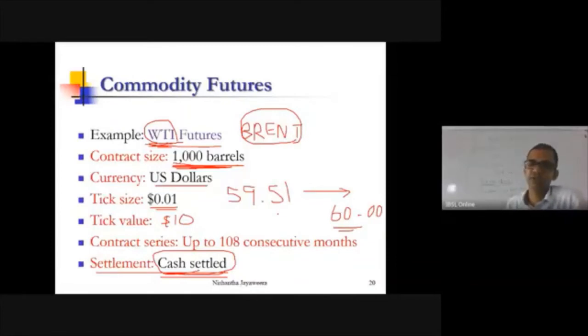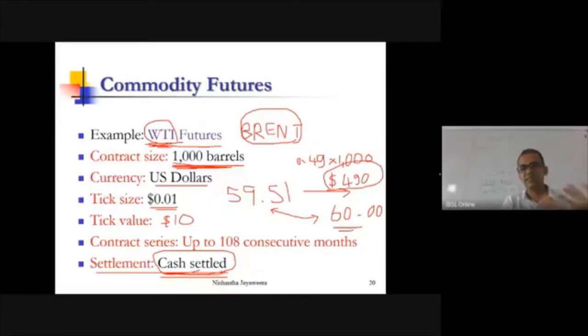Instead, what do we do? We calculate the difference, that is 49 cents, and for how many barrels? It's for 1,000 barrels. So you basically receive $490, because the closing price is higher than the price that you agreed. So you make a profit. So you receive this cash amount.